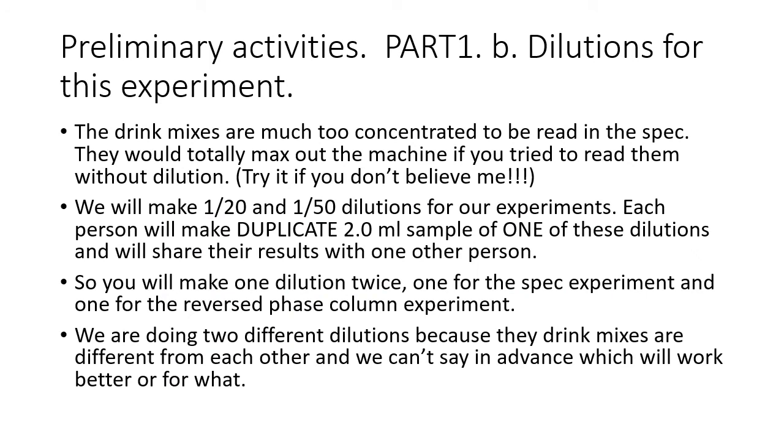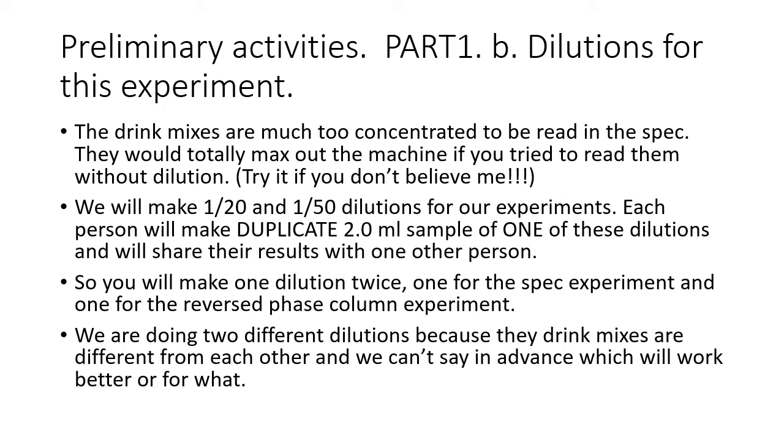Okay, so part 1B, this is to prepare dilutions of our drink mixes. And we're going to use these for parts 2 and 3. So you're going to make 2 of each one that you're going to use because you're going to need them for 2 different parts. Okay, so the drink mixes, of course, they're concentrates. They're sold like that. And they are, in fact, too concentrated to be read in the spec. Right, you'd max out the machine, it would say 3.5 and flash at you. So you can't actually read the absorbance of the undiluted mixes. So we're going to use 1 to 20 and 1 to 50 dilutions for our experiments.